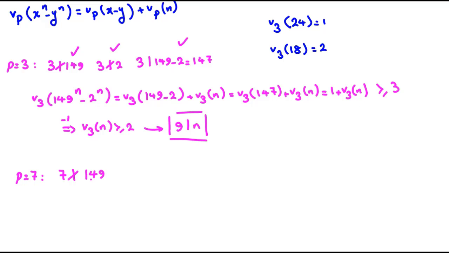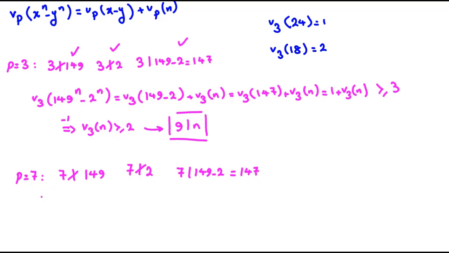Wow, 7 divides, let's check. Doesn't divide, yes. 7 divides 147. 7 doesn't divide 2. 7 divides 149 minus 2, which is 147. 147 is 49 times 3, or 7 times 21.